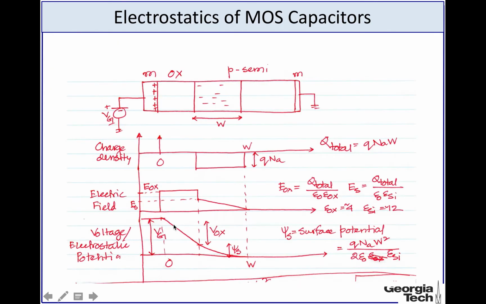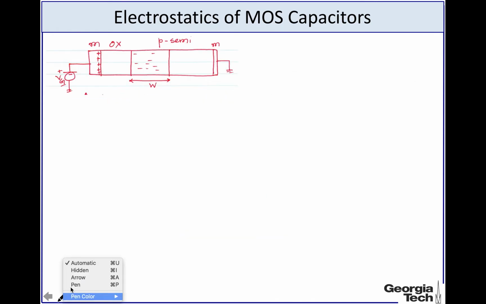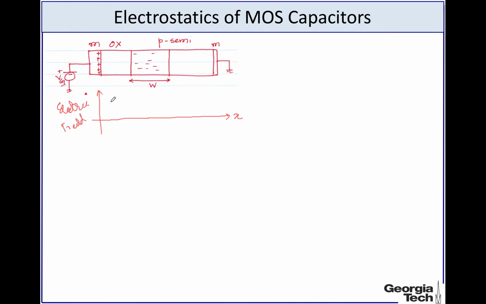Okay, so now let's do the plots once again. Let me plot the electric field once again, because now what we want to do is calculate the electrostatic potential in the MOS structure. So here x is position and y is the electric field. And as we have seen, this curve looks somewhat like this, and this is W and this is X.